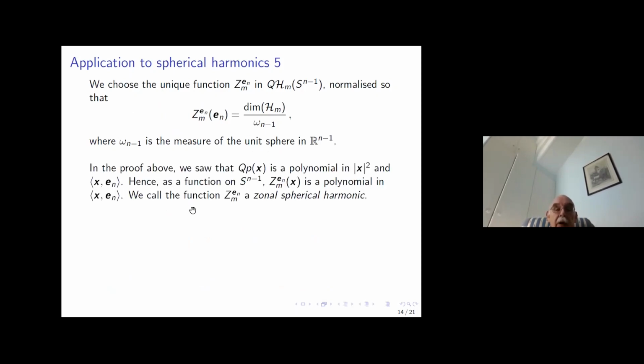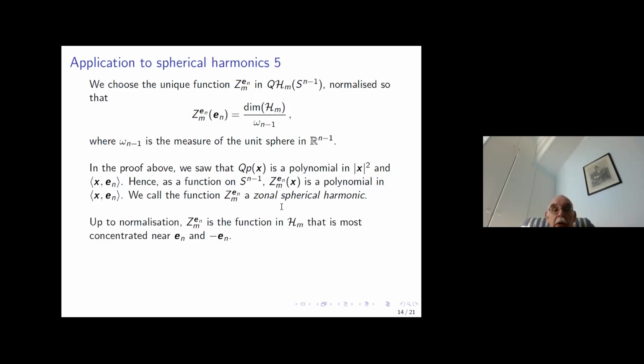So in the proof above, we saw that Q_m(x) was a polynomial in norm x squared and x·e_n. That means if I consider this, which is a particular case of these, this is a polynomial on the unit sphere. Mod x squared is always equal to 1, so this doesn't do anything. And so this function here is actually a polynomial in the inner product x·e_n. We call it a zonal spherical harmonic.